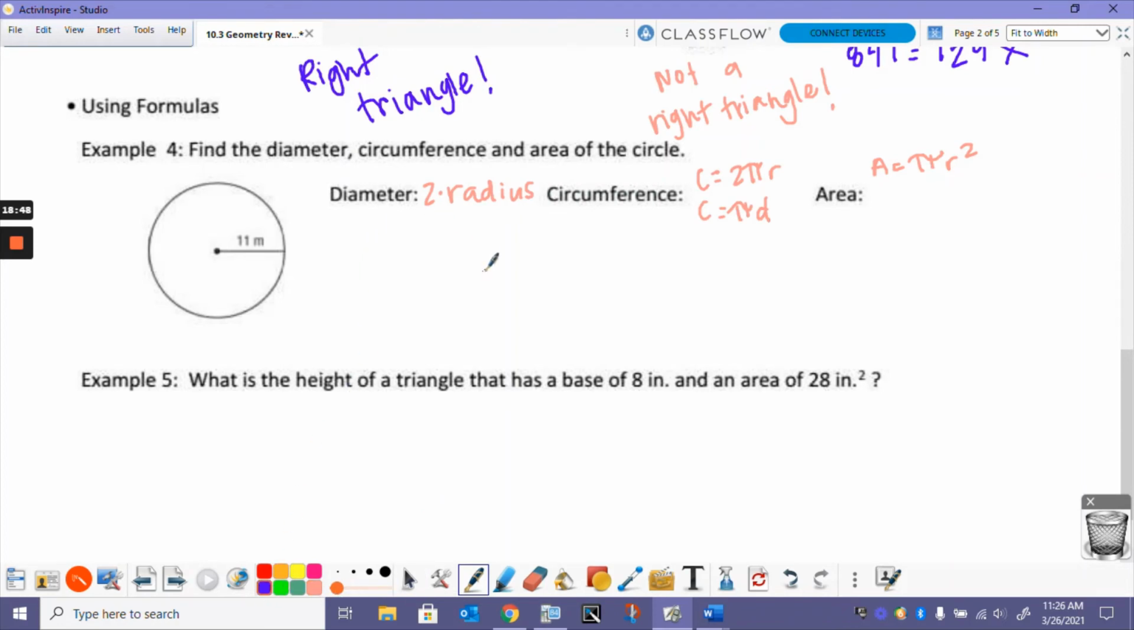Okay, so let's go ahead and work these out now. So diameter is 2 times our radius. Our radius is 11. So 2 times 11. All right, and notice we're dealing in meters, so we're going to have 22 meters.